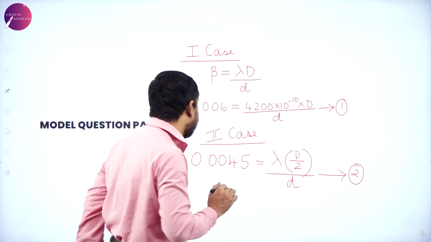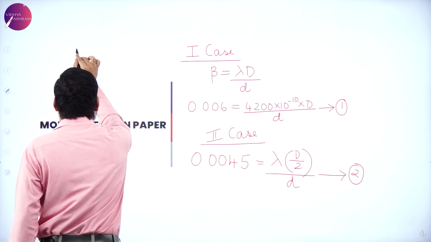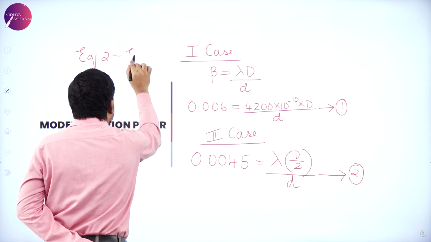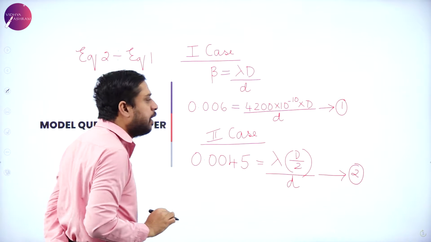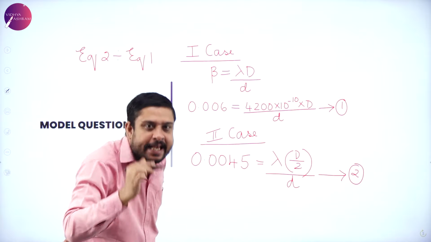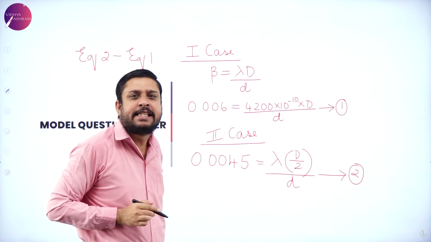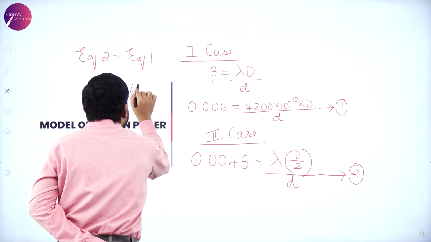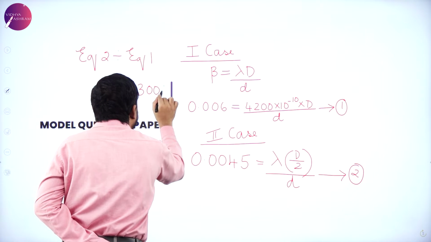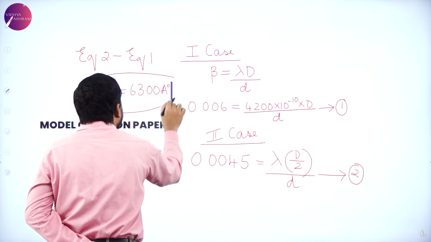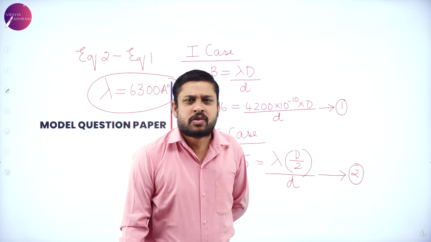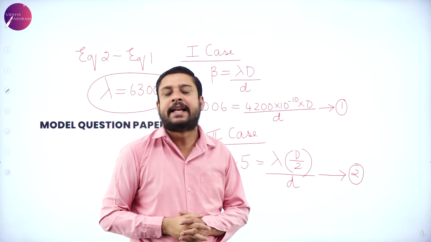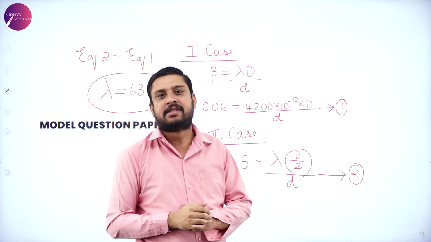So now what we do is, I will divide equation 2 by equation 1. The simplification is left to you all. It is a simple division where lambda turns out to be 6,300 angstrom. So such problems are very simple to score. Just know the relation, and you are arriving at the answer.